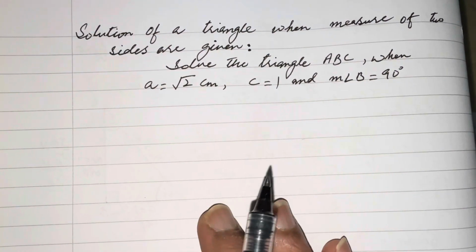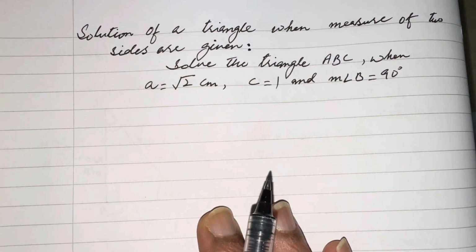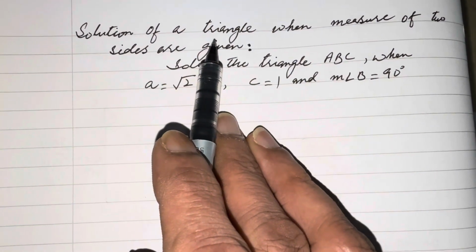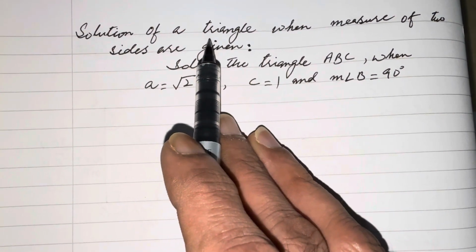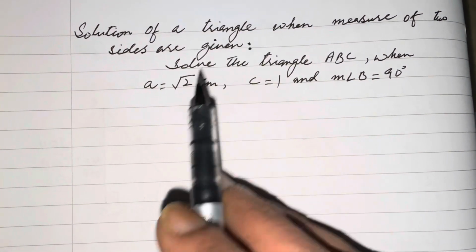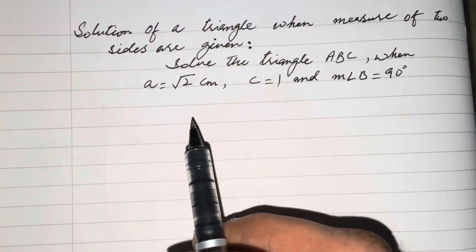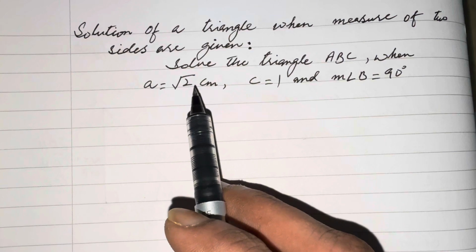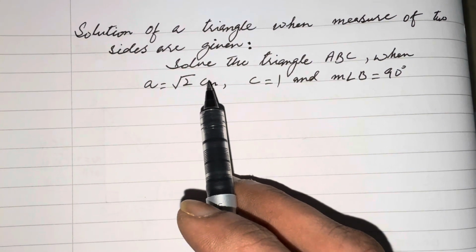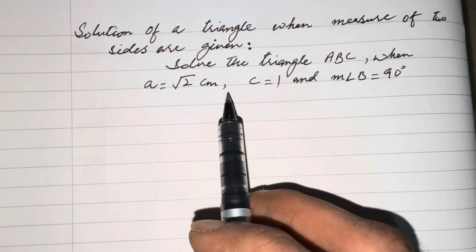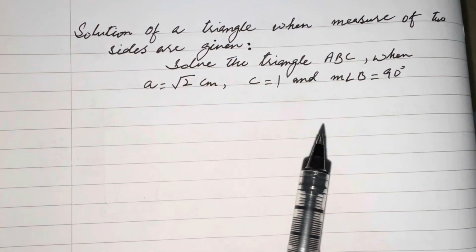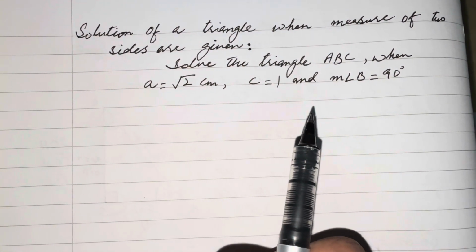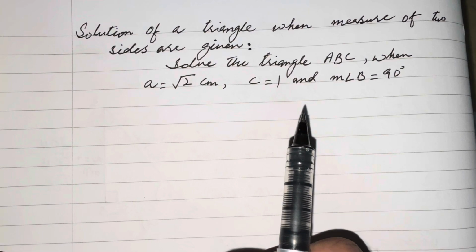So if you remember, in our previous lectures we have found the solution of the triangle when one side and one angle was given, and in one of the lectures we found it when the hypotenuse and one angle of a right angle triangle are given.